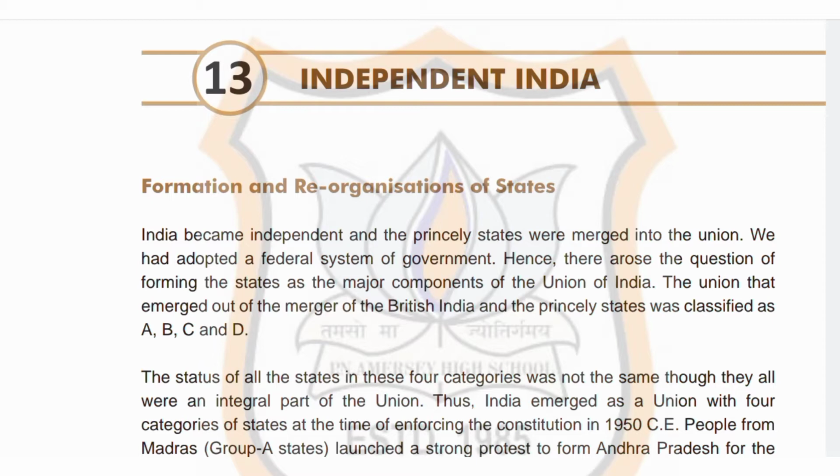India became independent and the princely states were merged into the Union. We had adopted a federal system of government. Hence, there arose the question of forming the states as the major components of the Union of India.